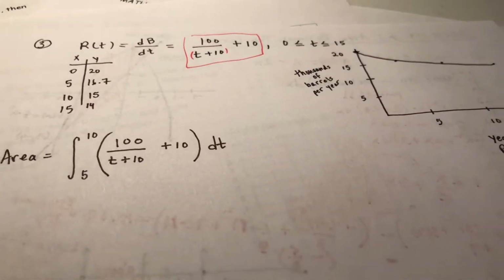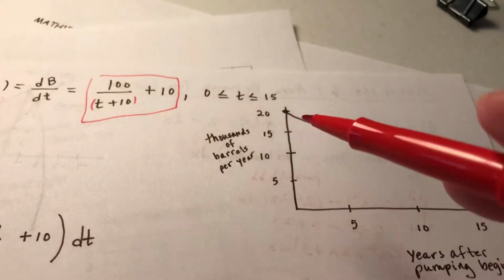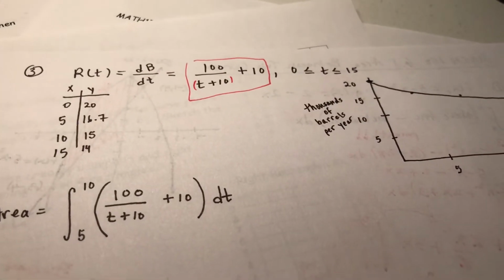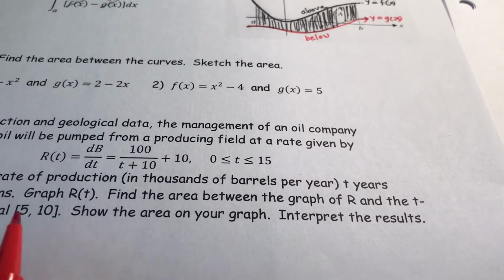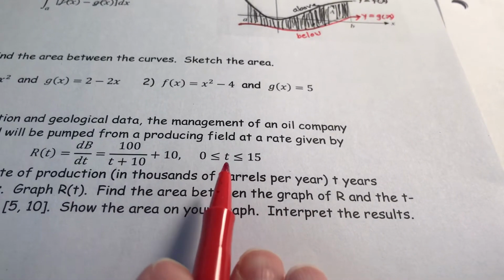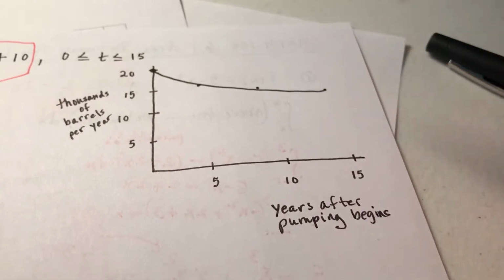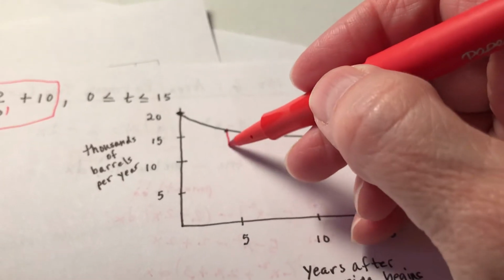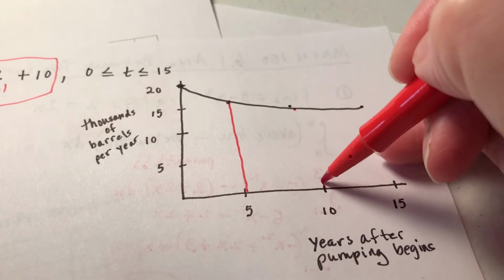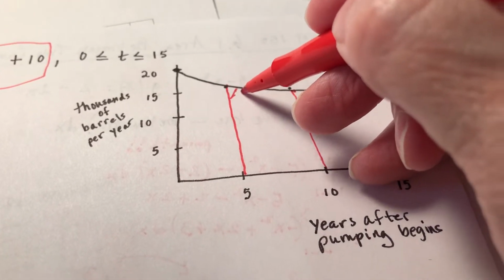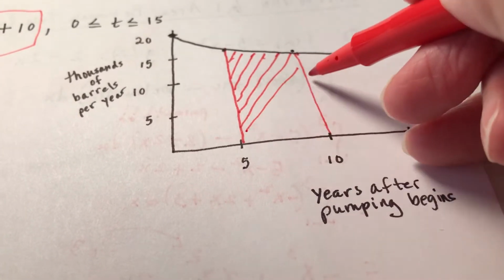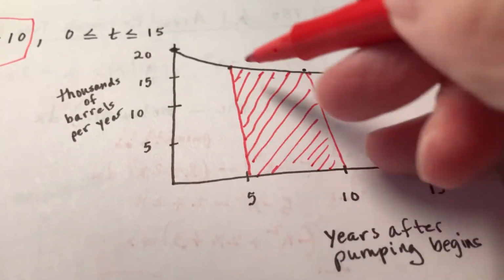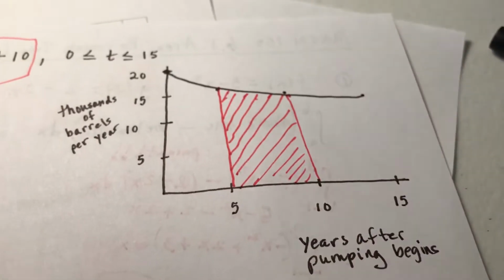Now, what I did was I looked at my chart to plot some points here. That's the chart in my calculator. Now we're supposed to find the area. It says, find the area between the graph of R and the t-axis over the interval from 5 to 10. So that's just a part of this. We still graph it from 0 to 15, but it wants us to find this area from 5 to 10. Area is shaded. Looks like a rectangle, except this is curved.